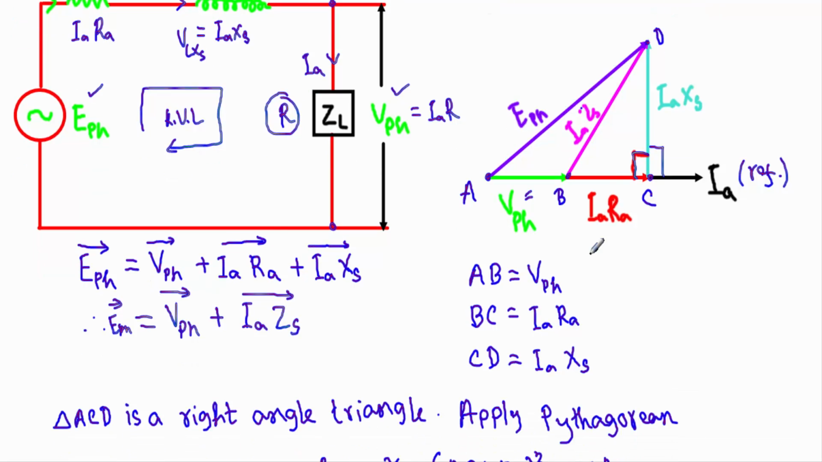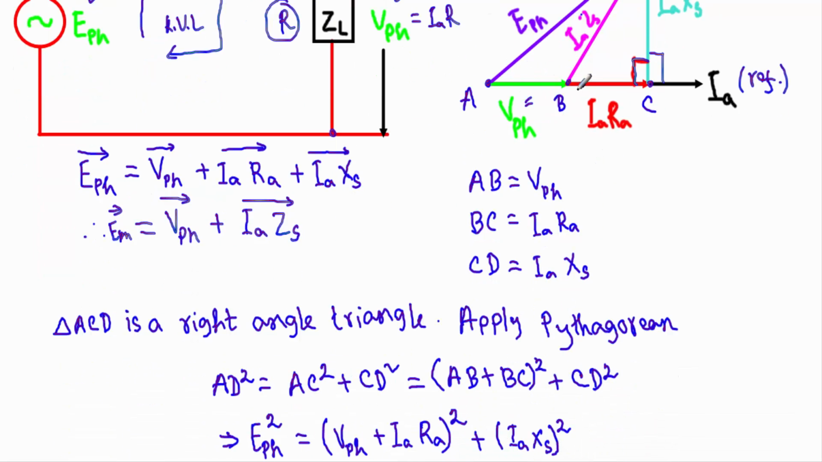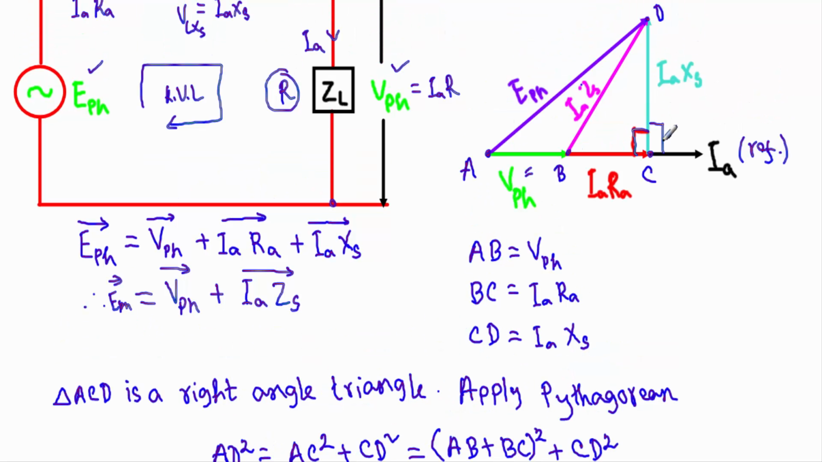See here, our AB, this AB equal to our full load voltage VPH, BC equal to IRA, and CD equal to our IAXS. And another thing, see, this AD equal to EPH, and this BD indicates our IAZS drop. Okay, now consider this triangle ACD.